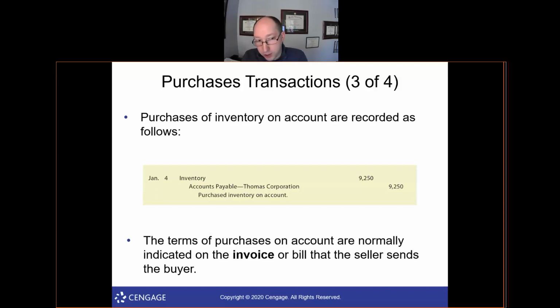Now, if we were to purchase that inventory on account, meaning we're going to purchase the inventory but pay for it later, we would debit inventory and credit accounts payable. That's if we're purchasing inventory on account. Remember, on account means I'm purchasing it now, but I'm going to pay for it later. Later on, I'll receive a bill in the mail from my supplier, and they'll say, hey, pay me within 30 days or whatever. That bill is called an invoice.